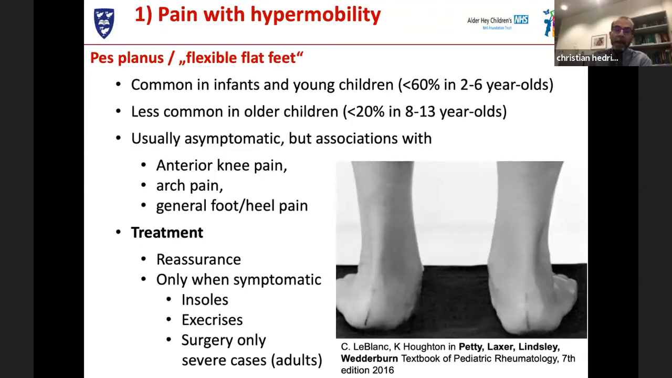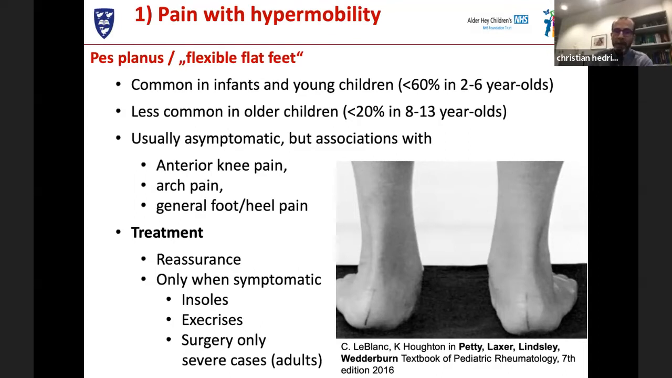One thing we are also experiencing a lot is patients with pes planus or flexible flat feet that can be associated with pain. Flexible flat feet is something you will see quite commonly, especially in infants and young children, since up to 60% of the 2 to 6-year-olds have some degree of flat feet. They also tend to go away over time. They are less common in older children between 8 and 13 years. They're only to be seen in up to 20% of all patients.